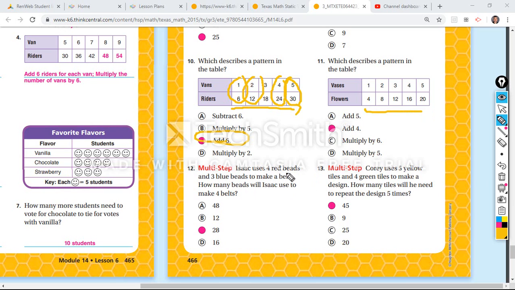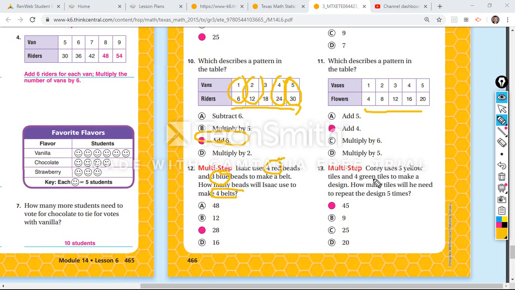Isaac uses four red beads and three blue beads to make a belt. How many beads will Isaac use to make 4 belts? So what do we do? What's the key here? Yasmin? Yes, we have to add the number of beads. So that's 7, and then we'll multiply that by 4. That's 28. Good job, Yasmin.